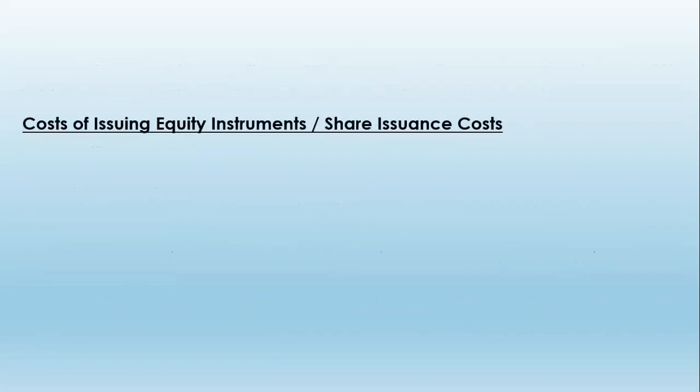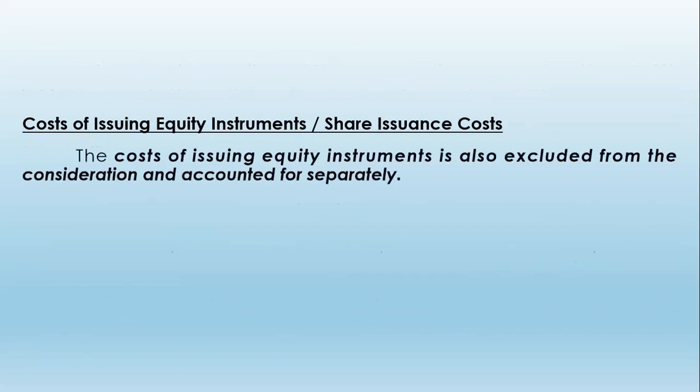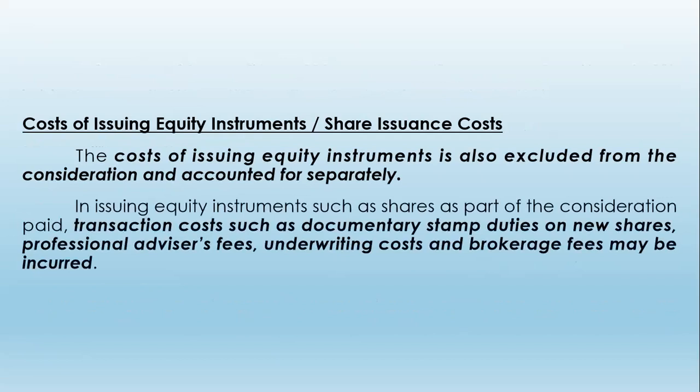Cost of issuing equity instrument, share issuance cost, is also excluded from the consideration and accounted for separately. In issuing equity instruments such as shares as part of the consideration paid, transaction costs such as documentary stamp duties on new shares, professional advisor fees, underwriting costs, and brokerage fees may be incurred.